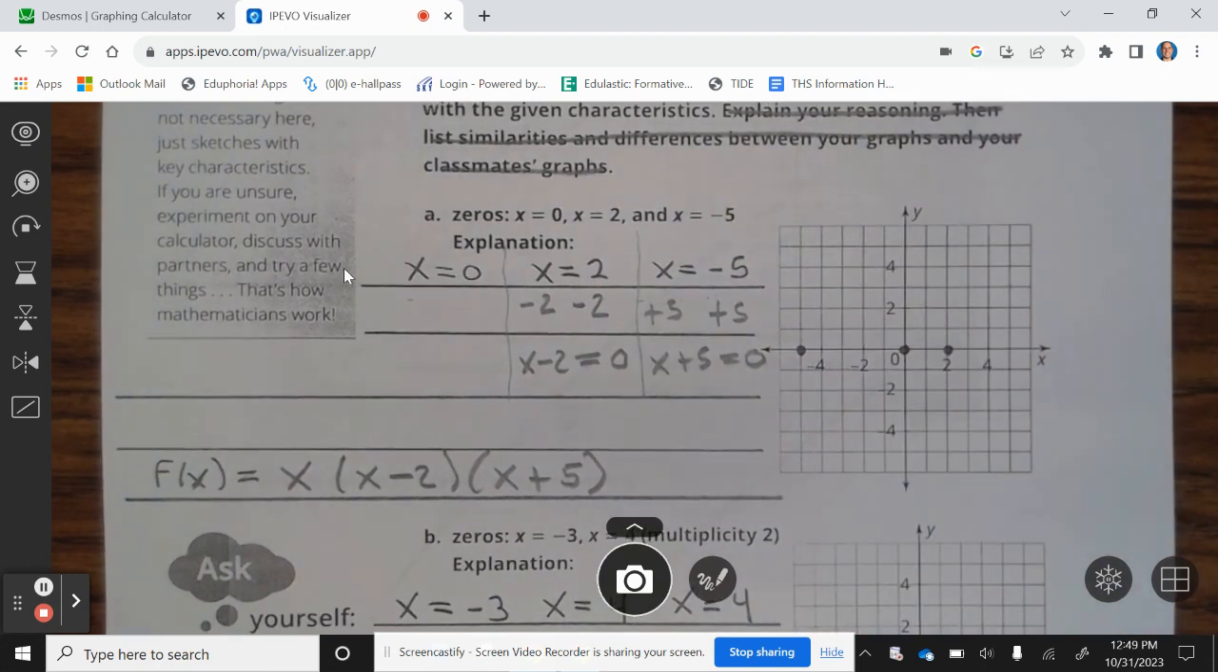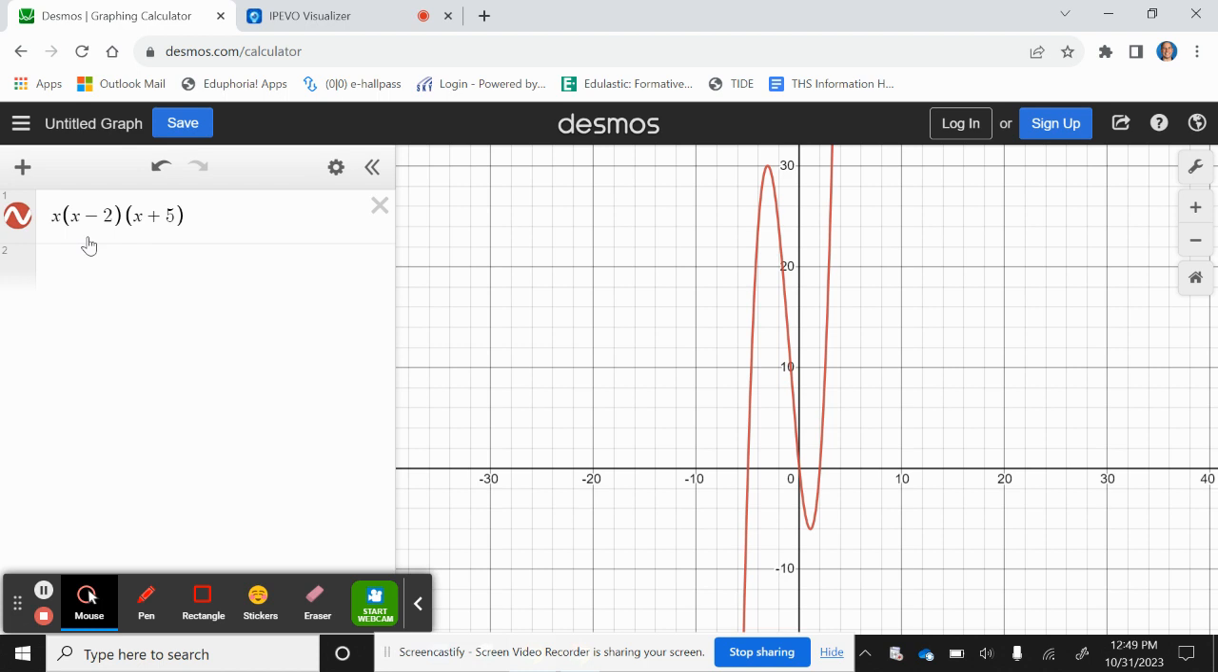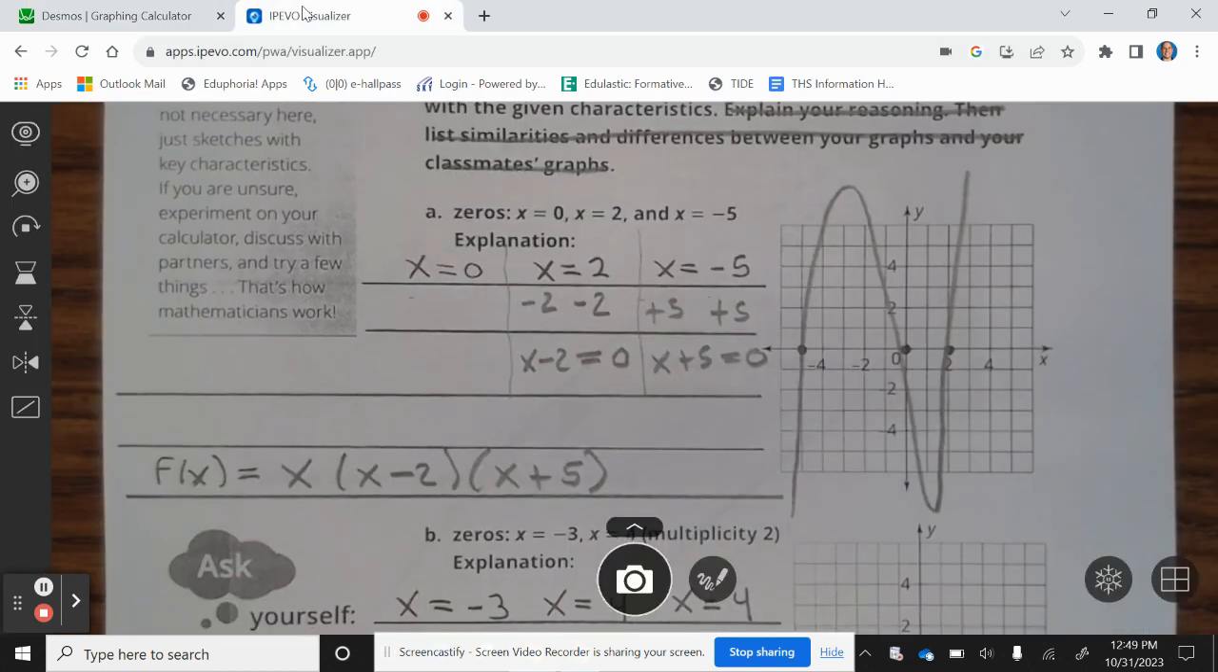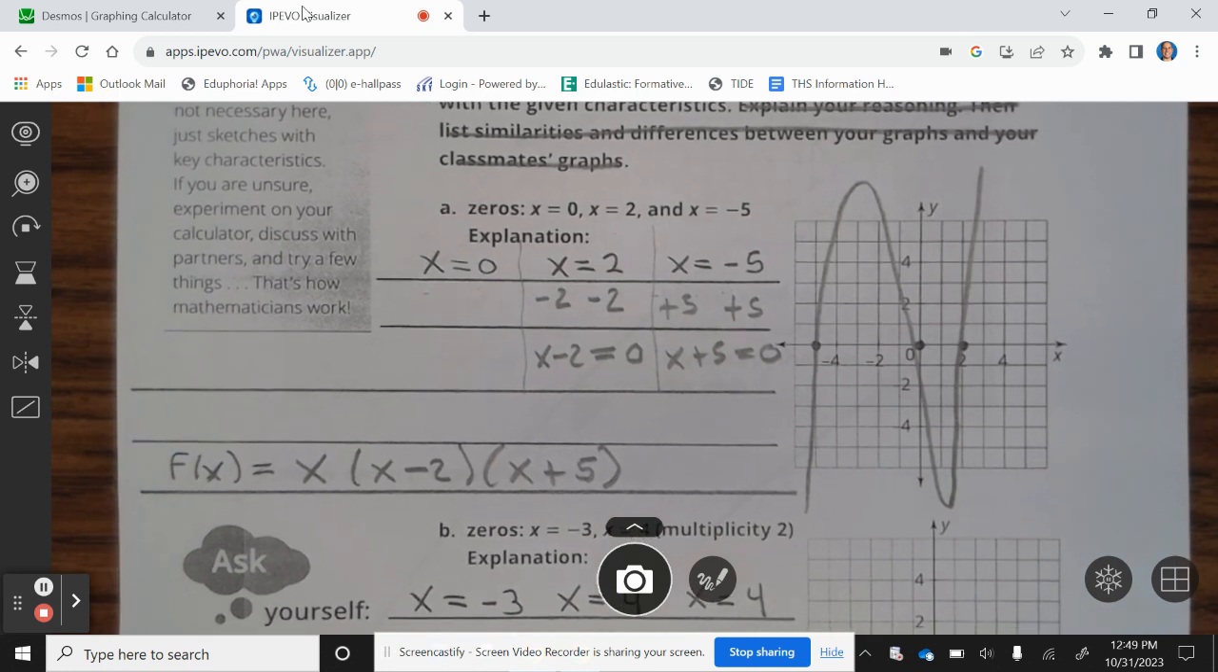Now we're going to go to Desmos. And we're going to graph x times x minus 2, x plus 5. And you see here that we have our curve. So it's going up, and then back down, and then back up. So there is your curve. Or a graph, I should say. All right, go ahead and finish up 1a.